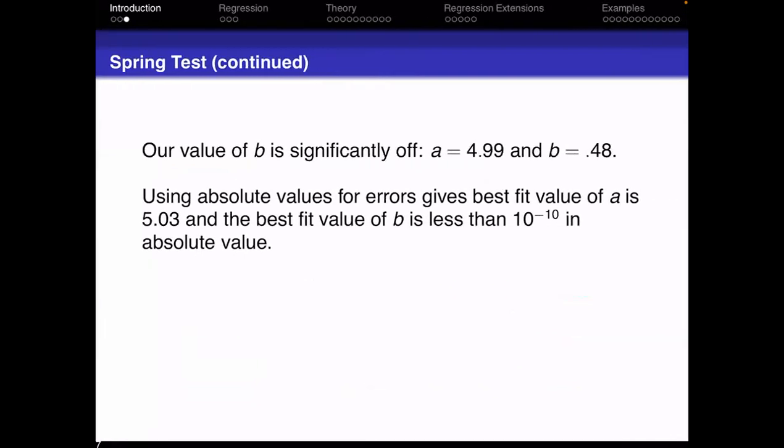Now, it turns out that there's other ways to do things. Instead of using the method of least squares, we could use the method of absolute values. And we'll talk a little bit about that. That gives a slope of 5.03 and a value of b that's less than 10 to the negative 10, which is basically saying, this is as close to 0 as you have any right to expect in a numerical simulation.